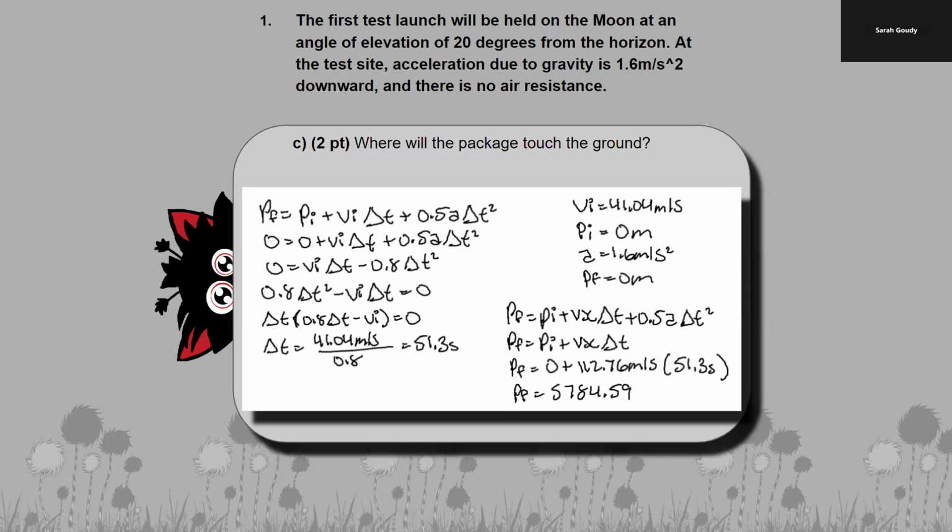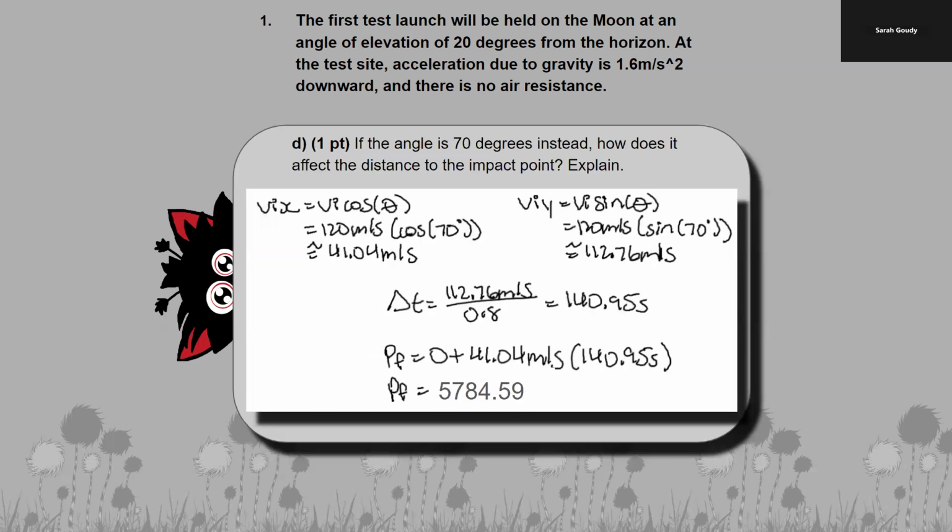Plugging the time back into the formula, we can calculate that the final position is 5,784.59 meters. If the angle was 70 instead of 20, the distance is actually the exact same with a final position of 5,784.59 meters. This is because x and y are proportional to one another, and we can see this as either a steep or shallow trajectory. The alternate angle can be found by taking 90 degrees minus theta as the elevation.